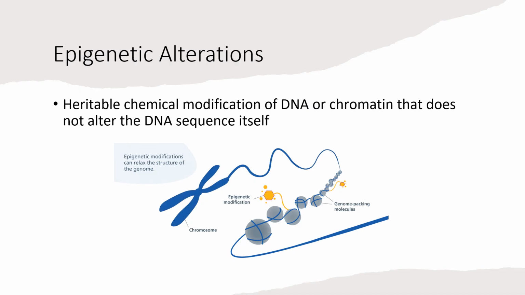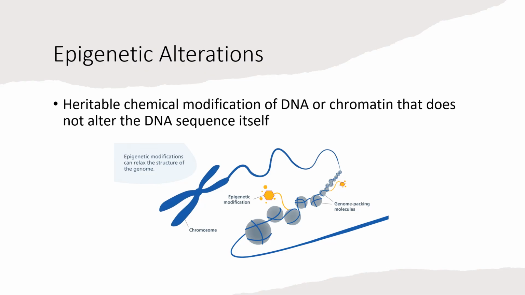This is one of my favorite topics as well because it proves that DNA is dramatic, but flexible. Epigenetic alterations are heritable chemical modifications to DNA or chromatin that do not change the DNA sequence itself. So the letters stay the same, we're just changing how loudly they're read. Think of epigenetics as a dimmer switch, not an on and off button. The gene is still there, but it might be whispered or shouted.